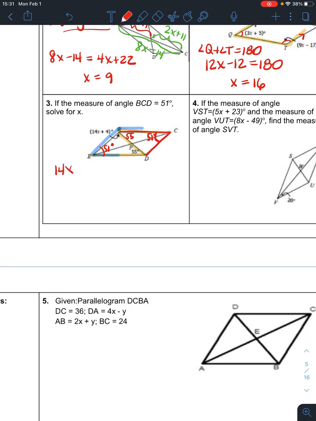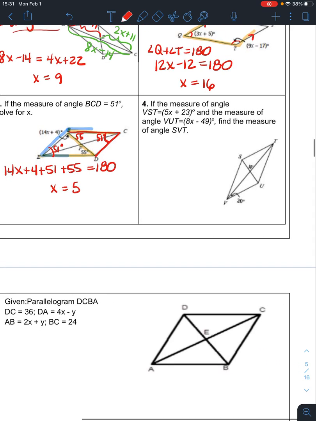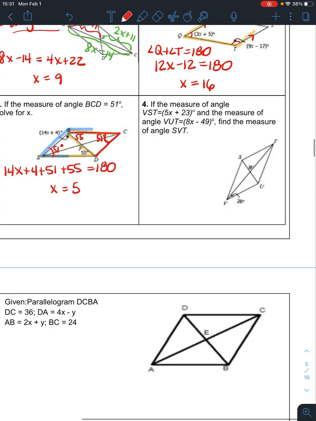So I take 14x plus 4 plus 51 plus 55, and those are supplementary, because those lines are parallel, consecutive interior angles are supplementary. When you do the algebra, you go through and you get that x is equal to 5. So you want to remember, anytime you've got a diagonal and you're talking about the angles, most of the time you're going to be using those alternate interior angles. Not always, but it is always a possibility when you see that crisscross. Always look for this kind of Z situation going on right there.